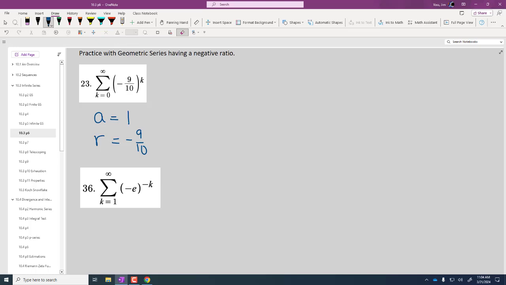Converge. So that common ratio, as long as the magnitude is less than 1, the magnitude of that is 9/10. That is less than 1, so we have convergence. Definitely going to converge. So the sum of this is going to be A over 1 minus R. What's that? 10 over 19. If we multiply everything by 10, that's a plus, we get 10/19.